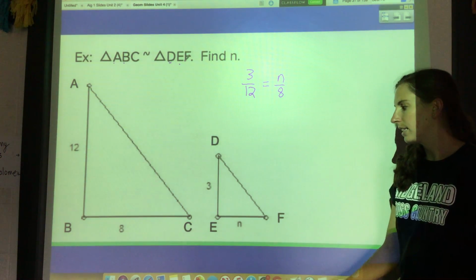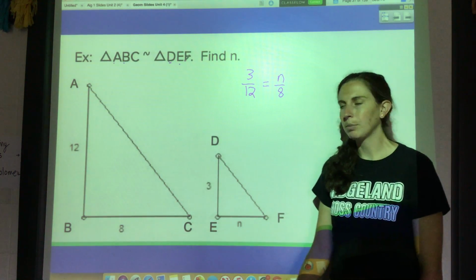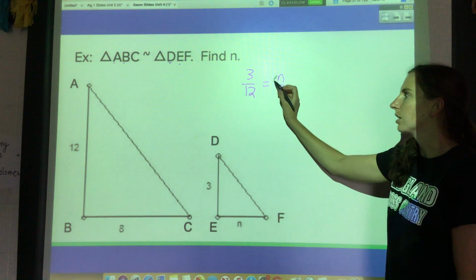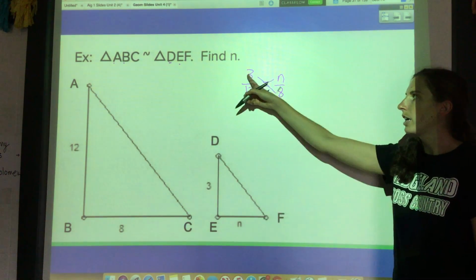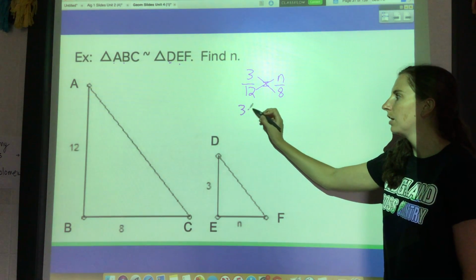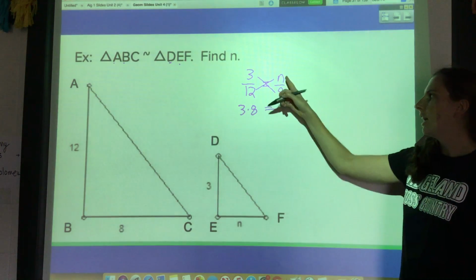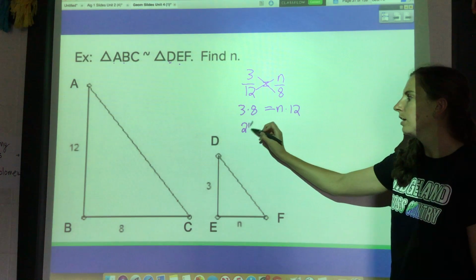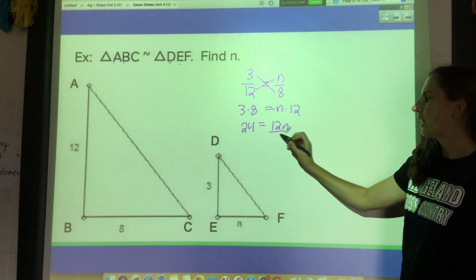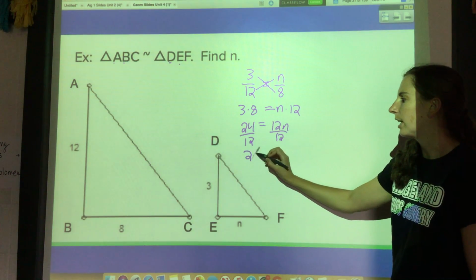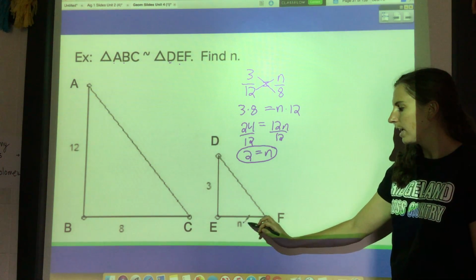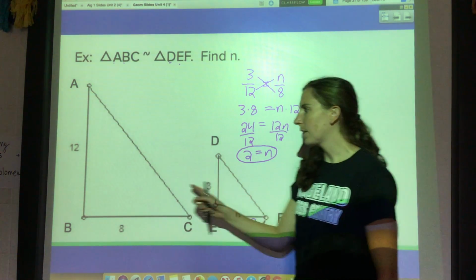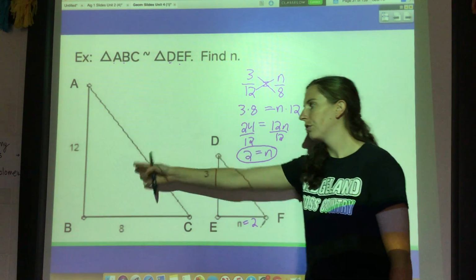Okay, so let's say I couldn't quite figure out that it was multiply by 4 or divide by 4. If I wanted to solve this another way, I could cross multiply. So 3 times 8 equals n times 12. So that's 24 equals 12n. Divide by 12, and you get 2 for n. So n is 2, which makes sense, because 2 times 4 is 8, and 3 times 4 is 12, so it was a scale factor of either 4 or 1/4.